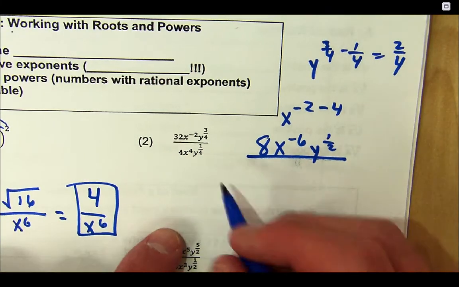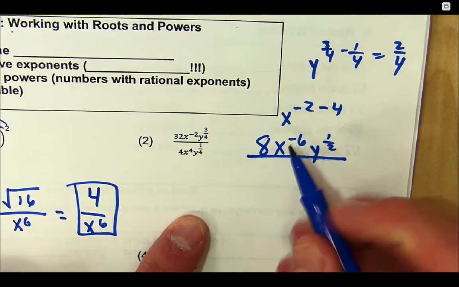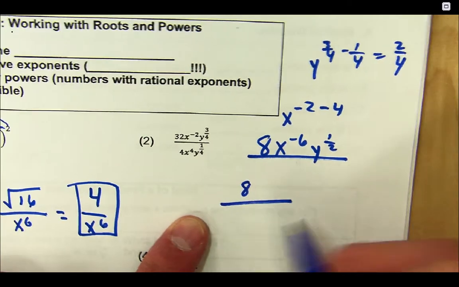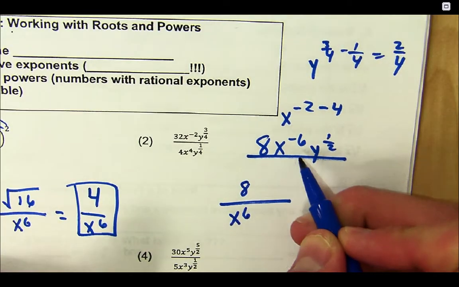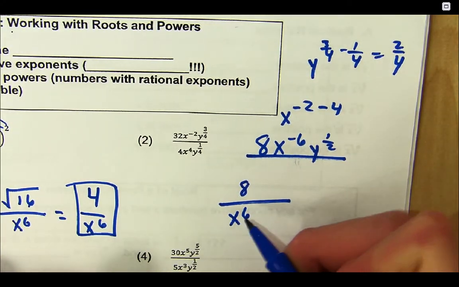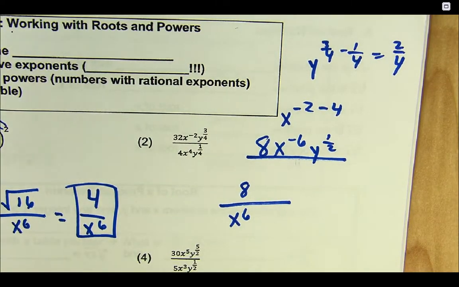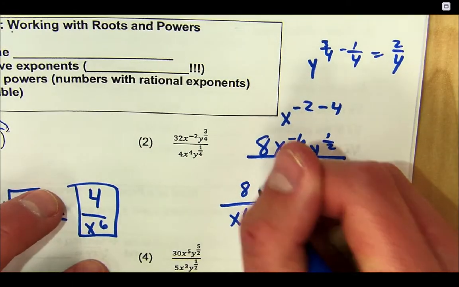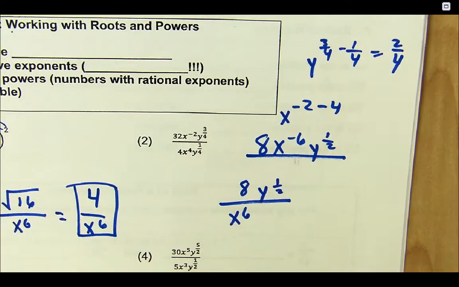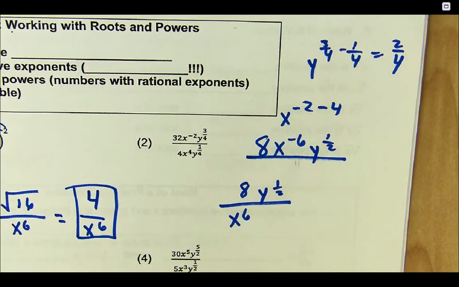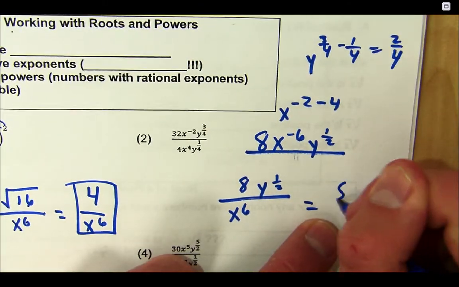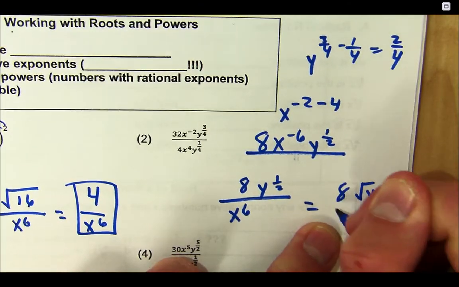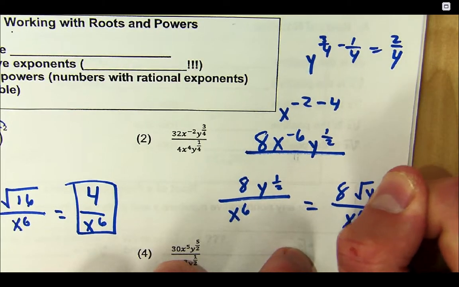So let's simplify. Remember, if you have a negative exponent, you make it positive and throw it in the denominator. So this negative 6 becomes a positive 6 in the denominator. Y to the 1/2, it's a positive exponent, so you can just leave it as y to 1/2, or you could write the square root of y, doesn't matter. These say exactly the same thing, so whatever you prefer.